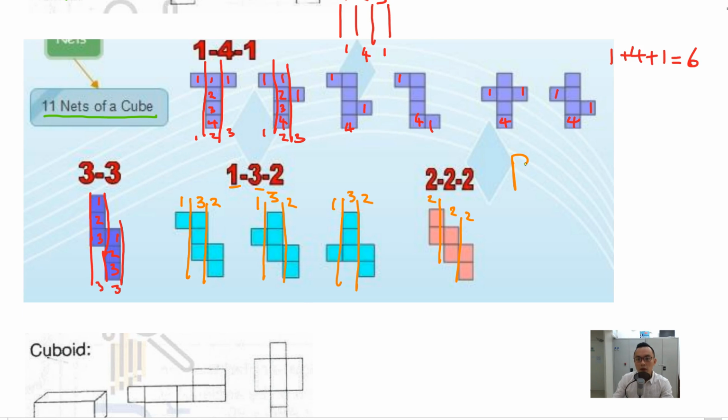So what you can do is practice drawing out the 11 nets yourself. Practice getting the 1, 4, 1, practice getting the 3, 3, the 1, 3, 2, and the 2, 2, 2.